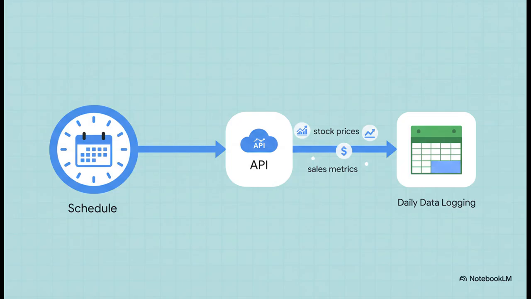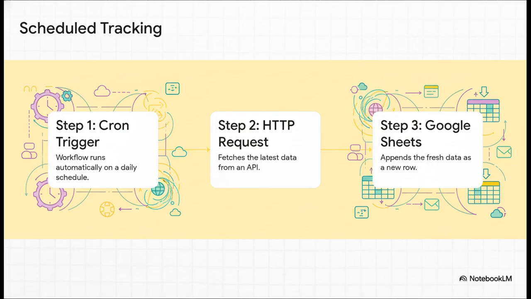Okay, let's try another one. Maybe you need to track something that changes every single day. You know, like weather data, stock prices, or maybe your company's daily sales numbers from an API. You could set a daily reminder to go get that data, or you could just automate the whole thing. And this is a brilliant example of a scheduled automation. So here, the workflow kicks off with something called a cron trigger, which is really just a fancy way of saying, run this every day at 9 a.m. Then it makes an HTTP request to an API to grab the latest data. And finally, our Google Sheets node just appends that data as a brand new row in your sheet. You are literally building a historical dataset while you sleep.